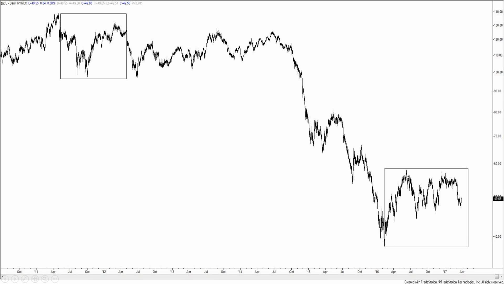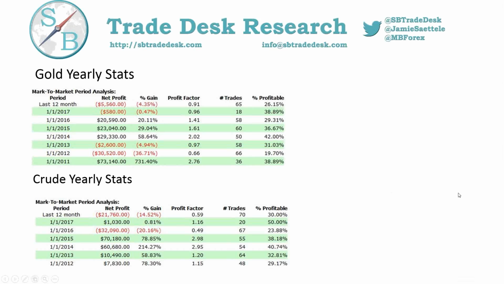When I say recent, I mean over the last year or so, essentially since the summer top last year, with some exceptions here, some sharp declines. And here are the yearly stats for gold and crude oil. So, you can look those over later.